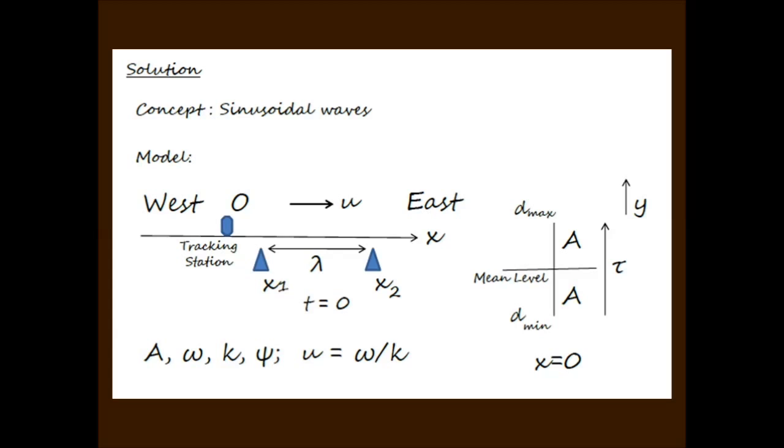We notice immediately that the difference between dmax and dmin is twice A. We also notice that the time it takes for the wave to rise from dmin to dmax, which here we call tau, is equal to 1/2 of the period of the oscillating wave.